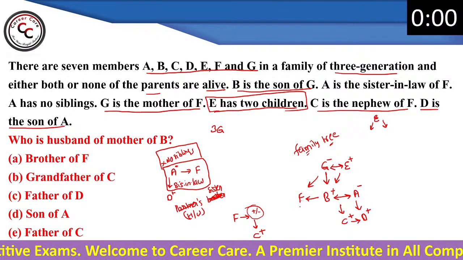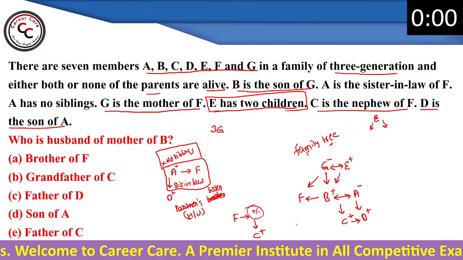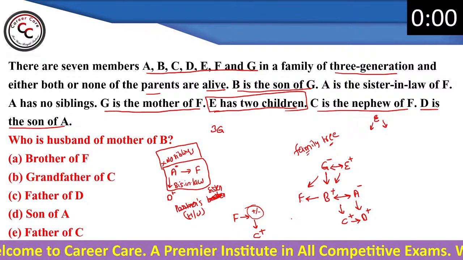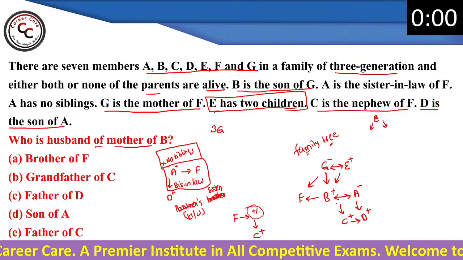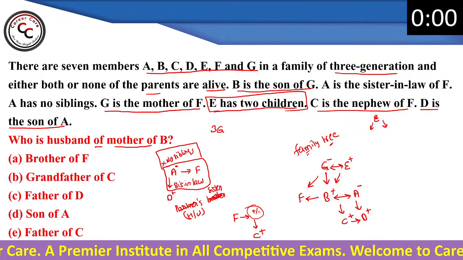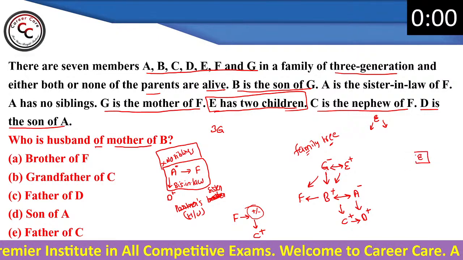Then 1, 2, 3, 4, 5, 6, 7. So I got 7 people, but I don't know the gender of F. Why? Because F can be male or female. No idea. Now look at the question he has given. Who is husband of mother of B? So mother of B is G and G's husband will be who? E. So E is the person.